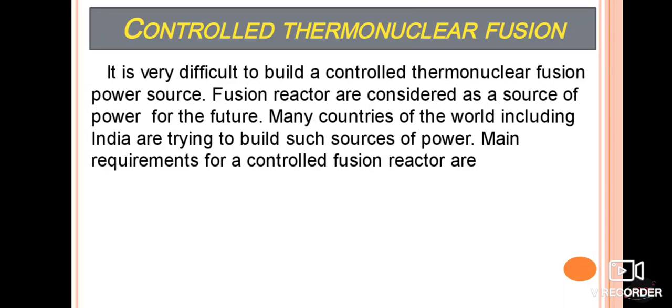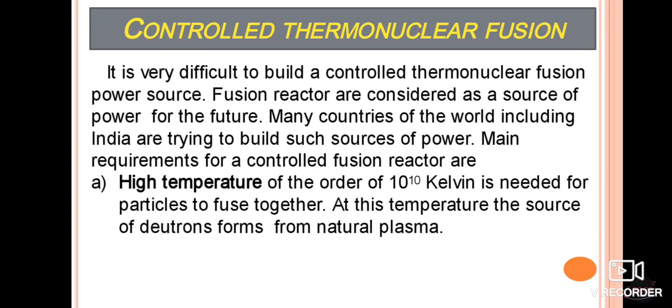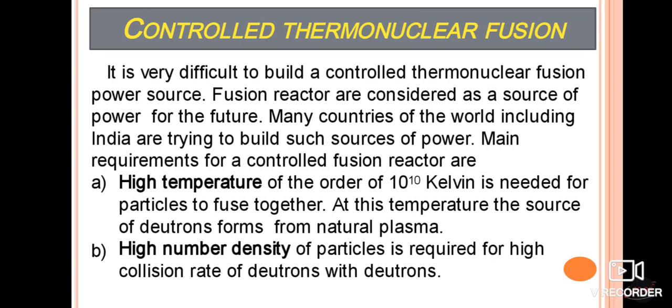The main requirements of the controlled fusion reactor: the first one is high temperature. Already we know nuclear fusion is a thermonuclear reaction because it requires a large amount of heat, of the order of 10 raised to 7 Kelvin at minimum. So a high temperature of the order of 10 raised to 10 Kelvin is needed for the particles to fuse together. But at this temperature, the source of deuterons forms a natural plasma. So that is one difficulty.